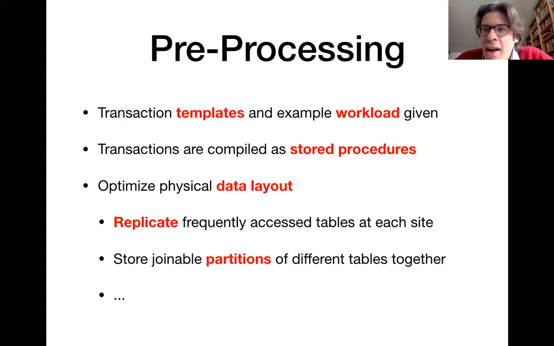For instance, if you have a table which is frequently accessed, and maybe the table is not even too large, then it makes sense to store one copy of that table at every node, which increases the chances that we have all required data for a transaction on the same node. And the other point is also something that somebody already brought up. We can store together joinable partitions of different tables on the same node. And if we know in advance which joins are frequent, then we can optimize the data layout in order to make them particularly low overhead.